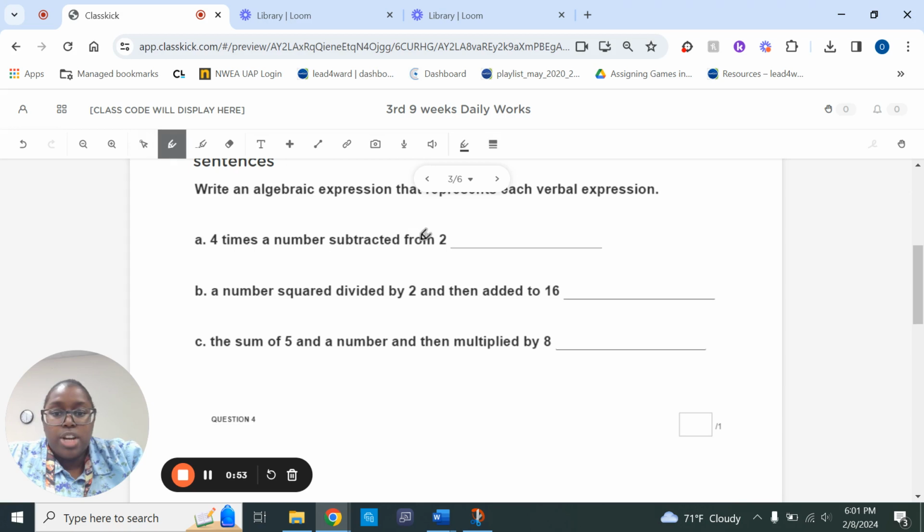4 times a number subtracted from 2. So let's take this a step at a time. 4 times a number. In Schoology, all the variables for this particular question are n, so I will be using n for this. So 4 times a number, that means I'm doing 4 times n. Remember, a variable and a number touching means multiplication, so I'm going to leave it as it is. Subtract it from 2, so I'm going to take this away from 2. So that means 2 has to be in front because that's what I'm subtracting it from. So 2 minus 4 times n.